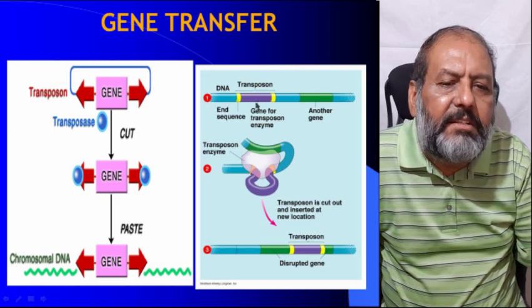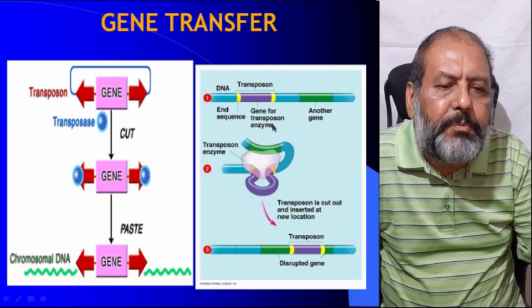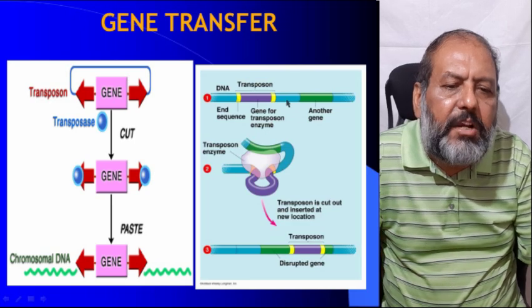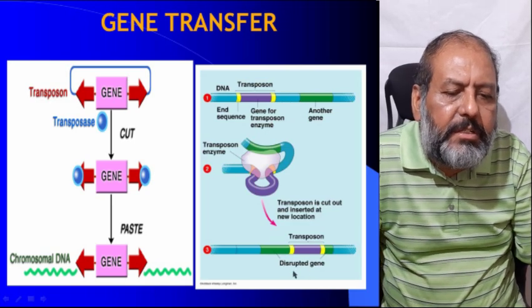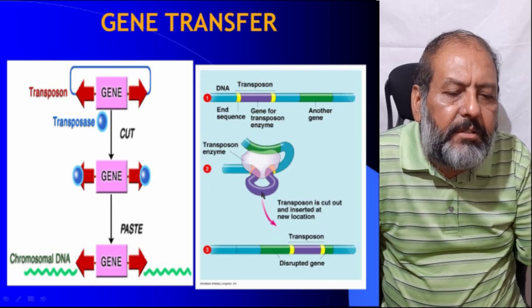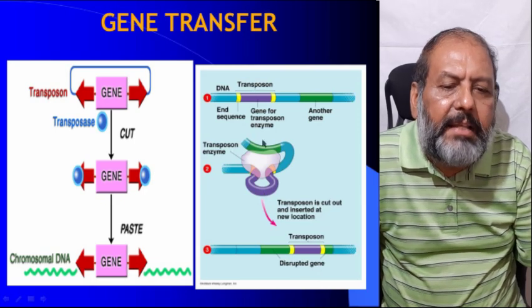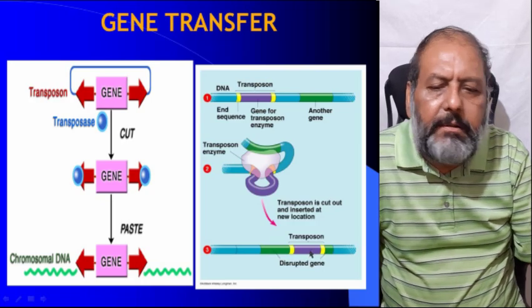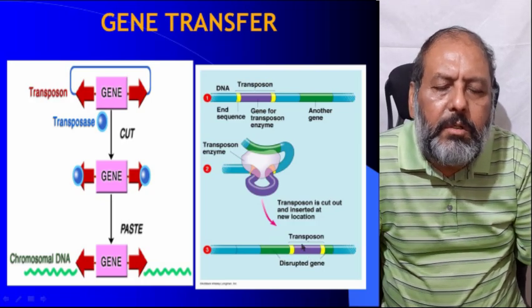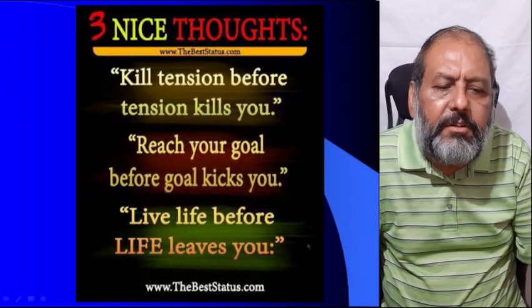Similarly, one can see the transposon that is being transferred from this DNA to this DNA, and that is a disrupted gene, being transferred from this DNA to this DNA. So that is the gene transfer.